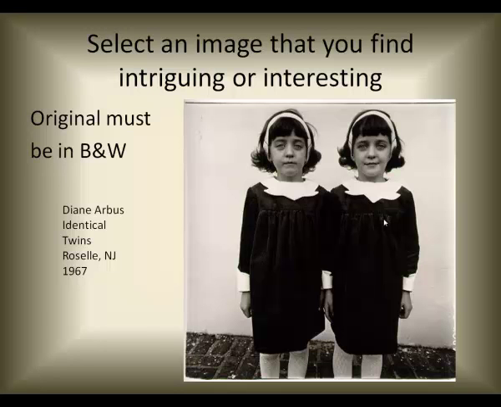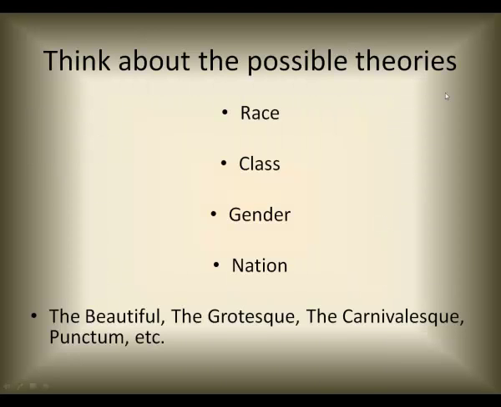So, if that's the theory that we're going to work with, then when you look at your image, I want you to think about a variety of theories. Start with the easiest. Who has authority? Who is the beautiful? Is anyone in your image the beautiful? If not, are they the grotesque? So look at those two simple theories first. Look for the carnivalesque. Look for the punctum.